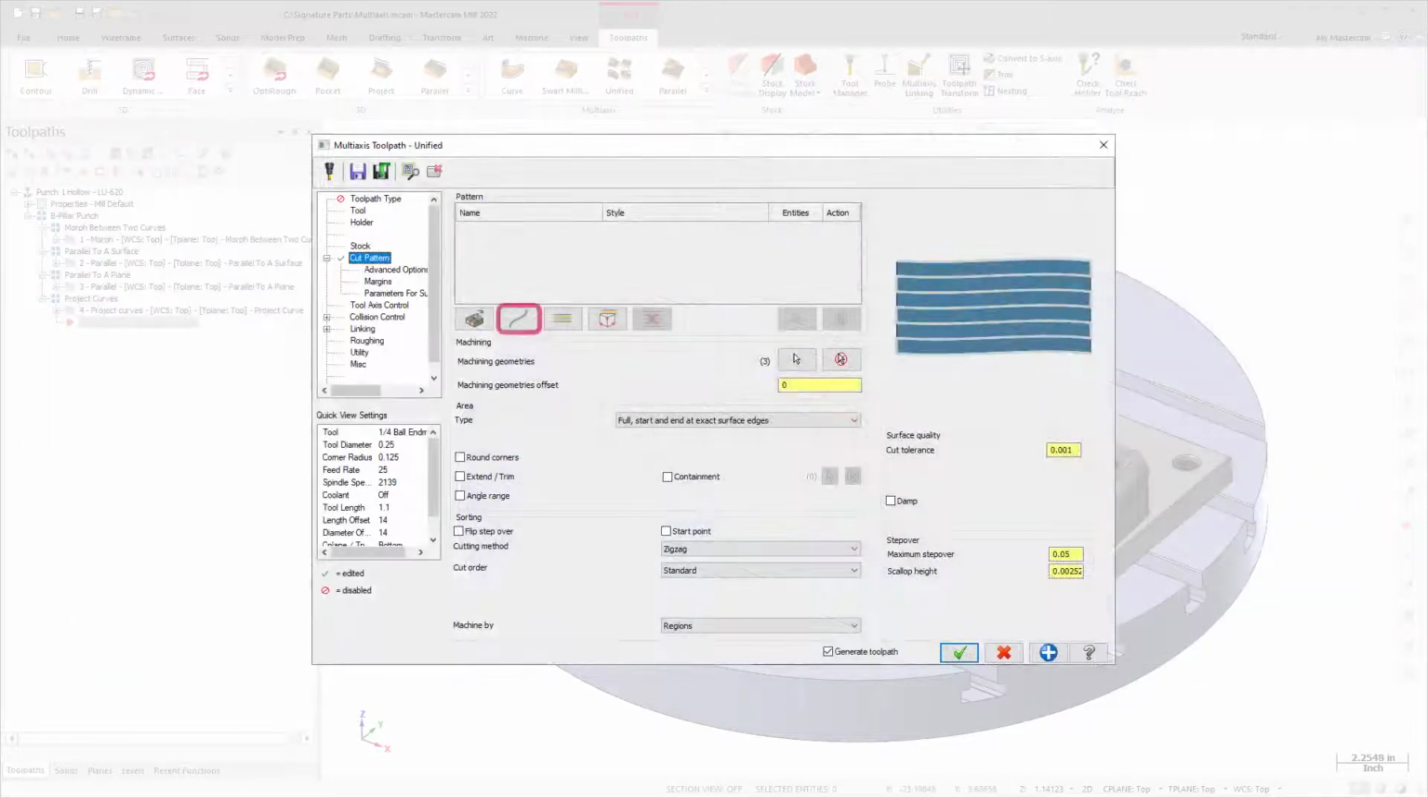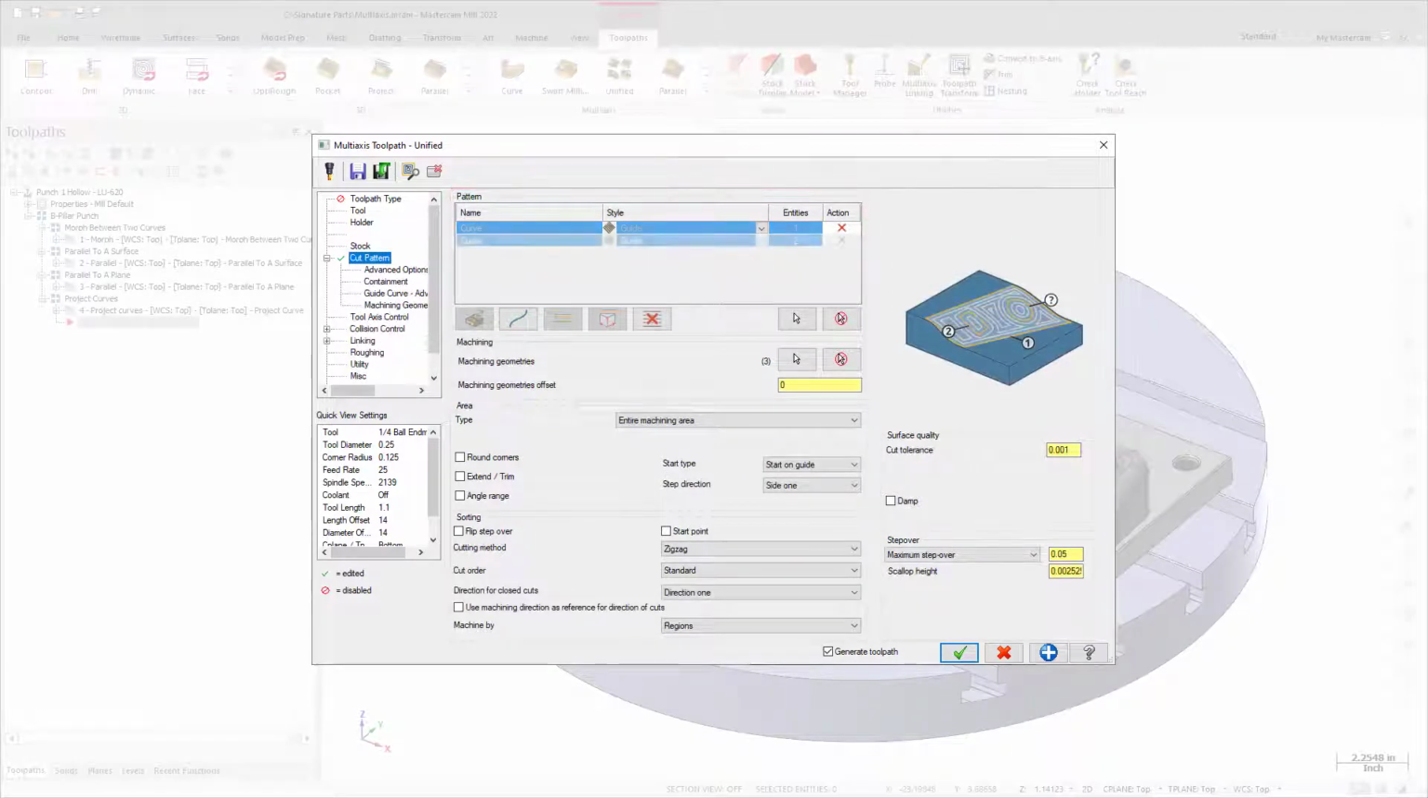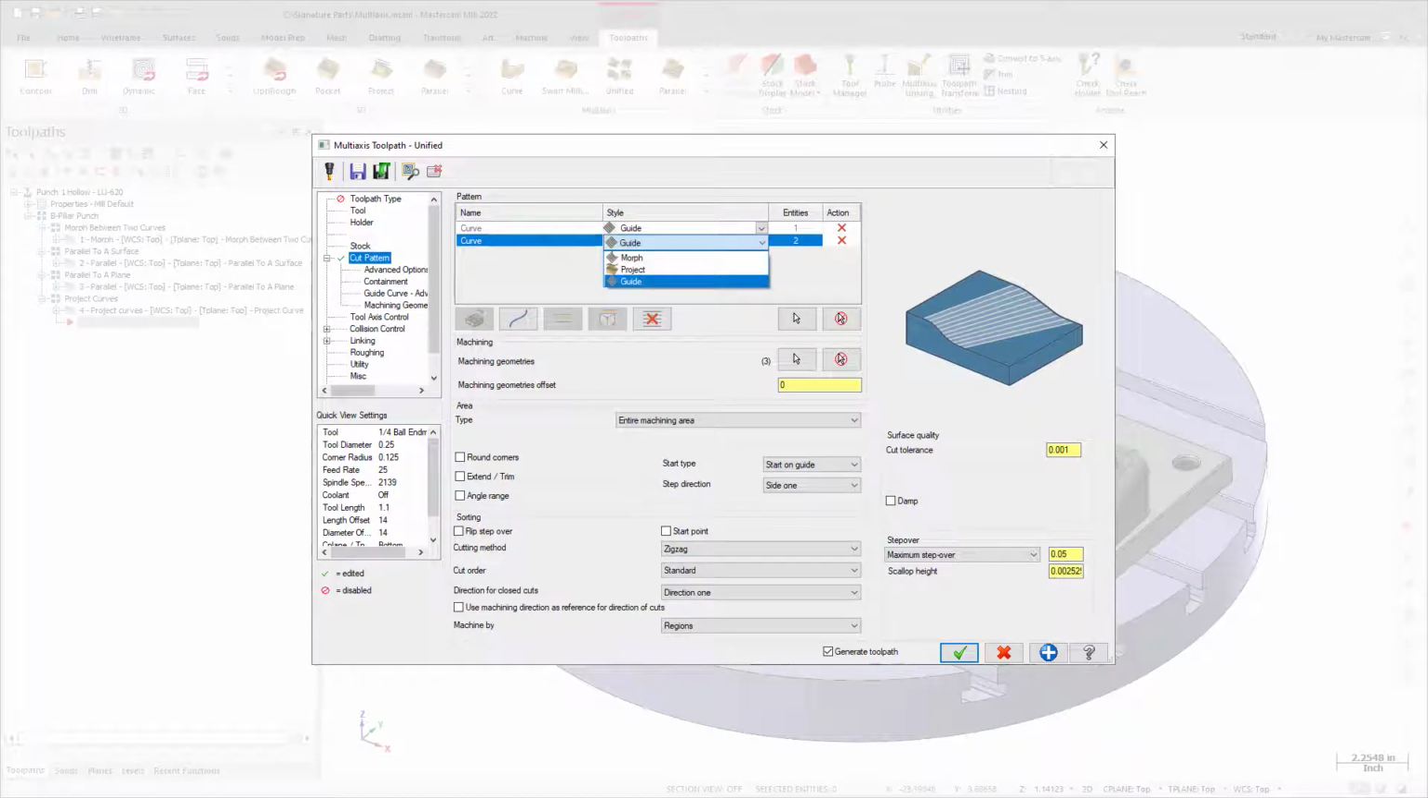When you choose a pattern type, an entry appears in the pattern table. You can have multiple entries of a pattern in the table. Note that the style column is a drop-down containing options to use with the pattern.